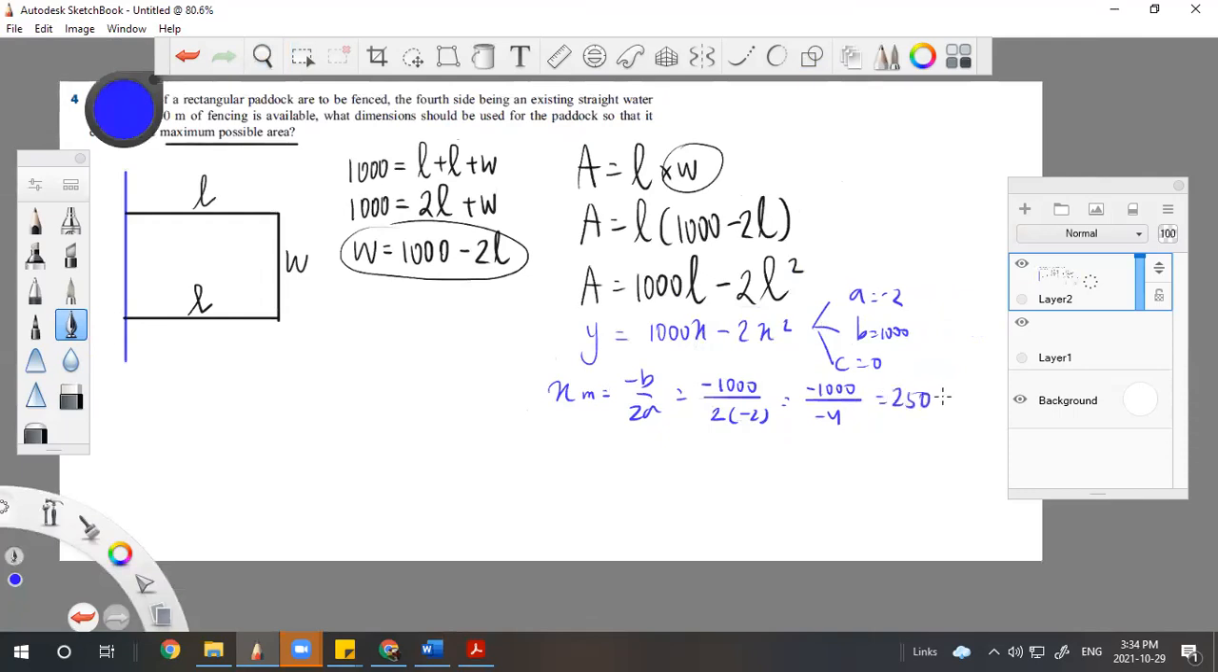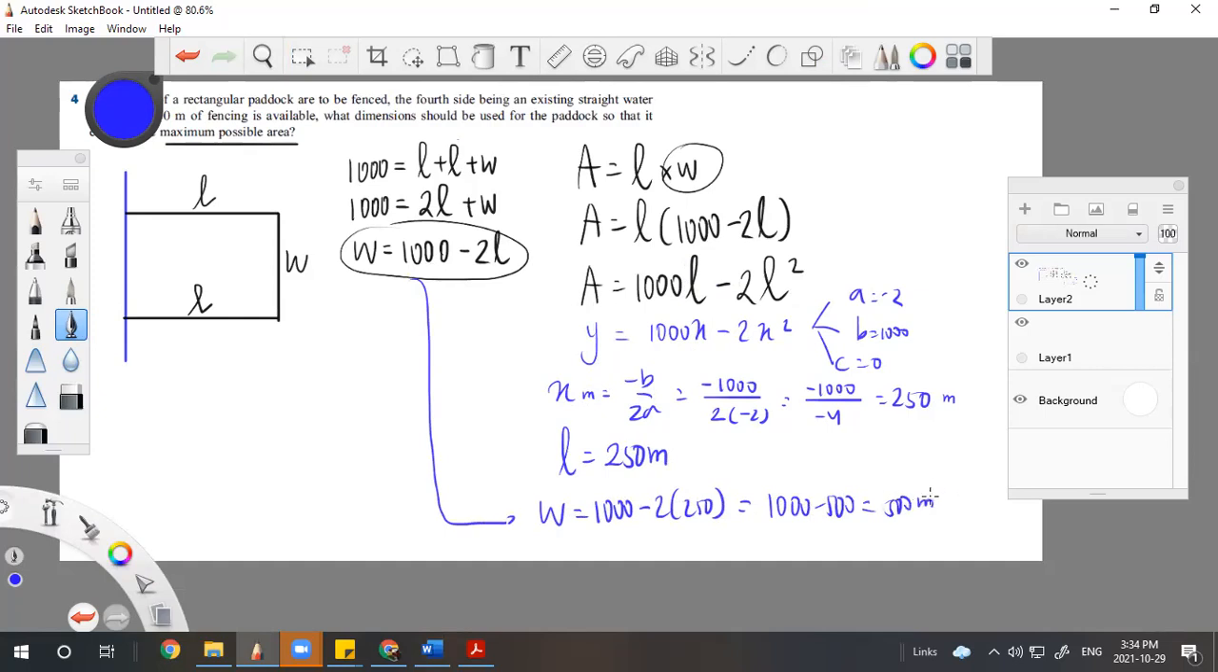250 meters, right? After you get 250 meters, that's the x maximum, so that's the L, right? I just changed the x to L. So the length will be 250 meters. And then the width will be 1,000 minus 2 times 250. So it is 1,000 minus 500, so 500 meters. So the dimension of the width is 500 meters and the length is 250 meters.